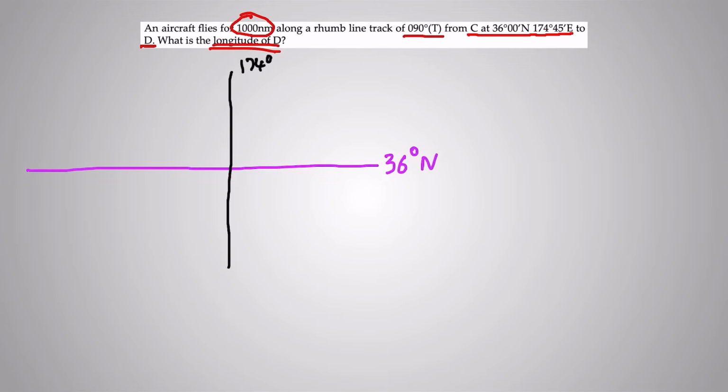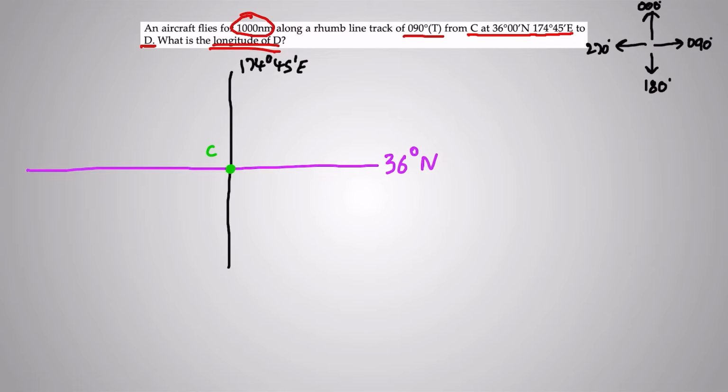Okay, so let's start by plotting the point C. So it is at 36 degree north latitude on a longitude of 174 degrees 45 east. So my point C will be this. Now, according to the question, my aircraft flies 1000 nautical miles along a rhumb-line track of 090 degrees true. So, as we know, this is 000, which is also known as north. This direction is 090, which is east, south 180 degrees, and west 270 degrees.